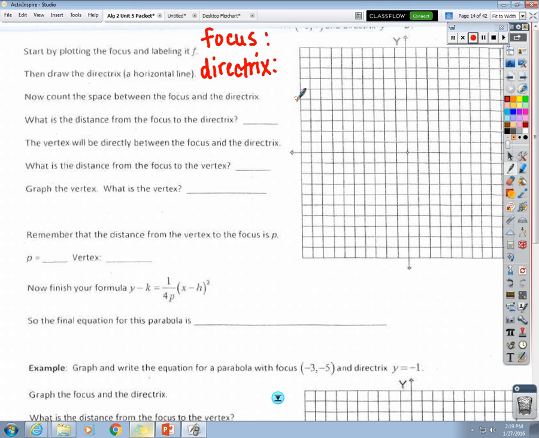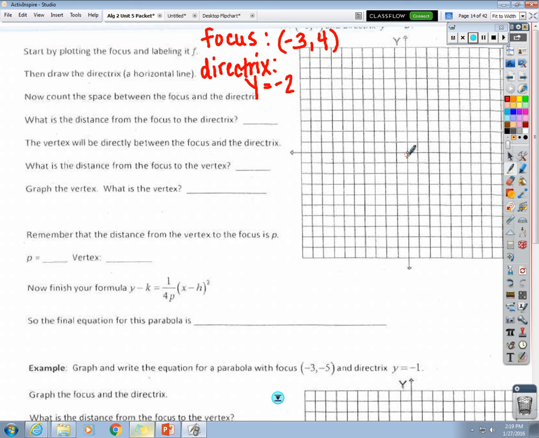Okay, the focus for this one is (-3, 4), and the directrix is y equals -2. Okay, so our job here is to graph the parabola using the given information and then write the equation of that parabola. So I'm going to begin by plotting the focus.